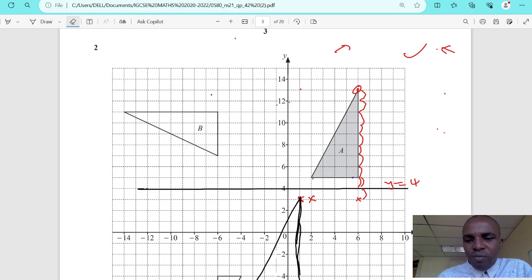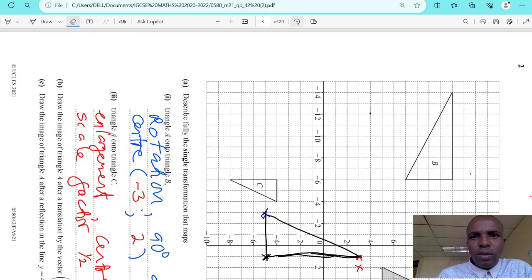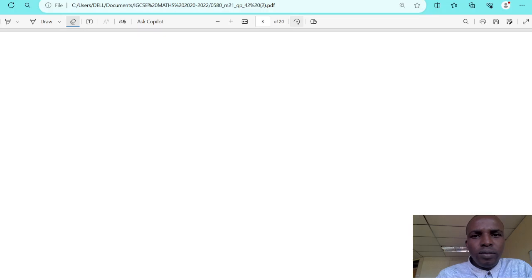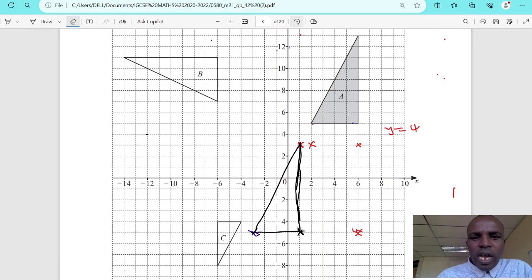Right, I have marked my points now. Oh, my line, I need it. So I need this line y equals 4. Let me draw it again. y equals 4.